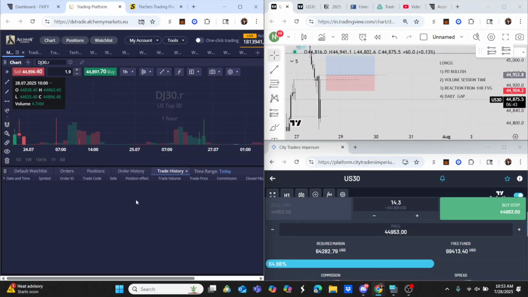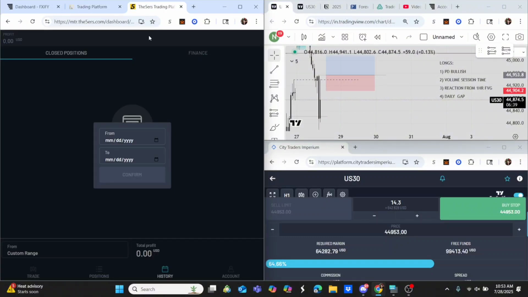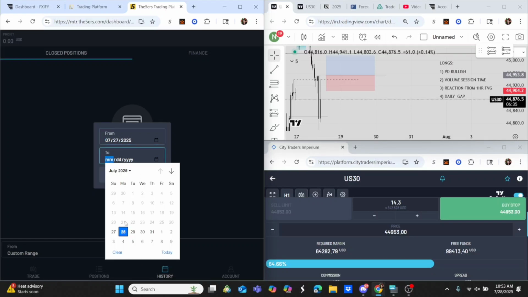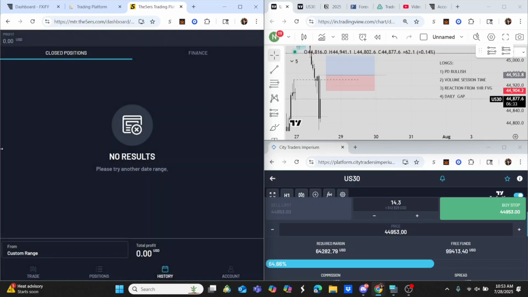So if I show y'all the orders from today, as you can see, it's blank right here for the FXify account. And then if we go over right here, you can see no trades were taken. So we're going to show up tomorrow, follow the same process, follow the rules, and see what the week is heading for.